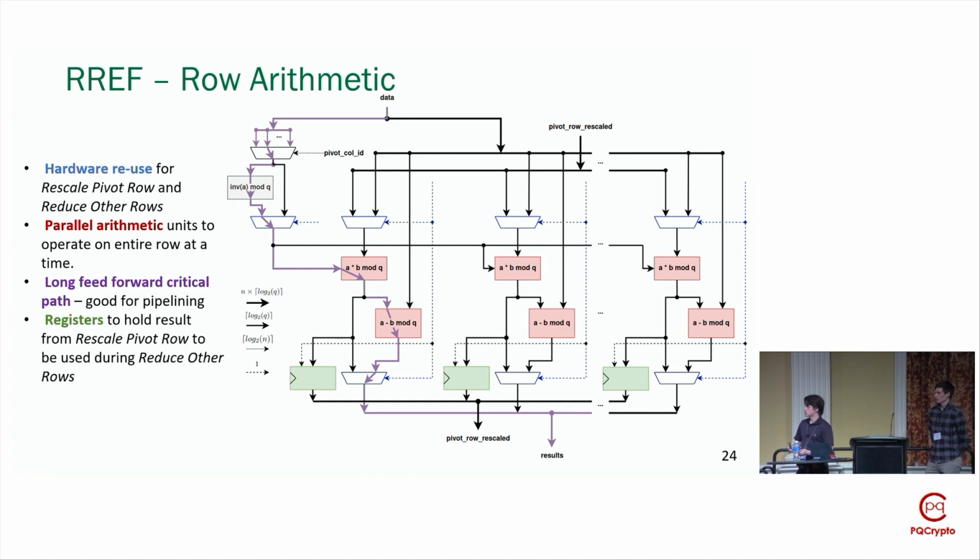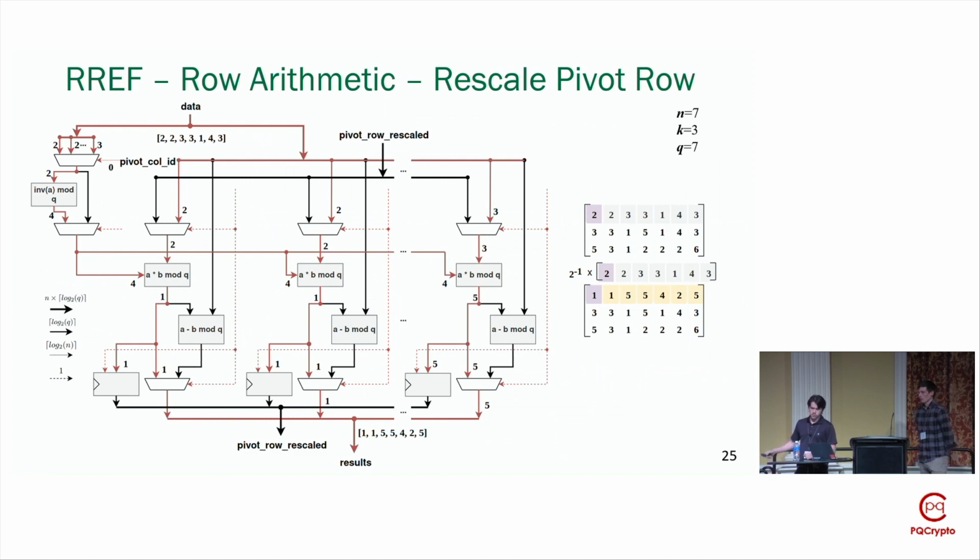So we can very easily pipeline this to take advantage and increase our clock frequency. And then we also have registers here to hold the reduced pivot row so it can be used during the reduce other row step. So quick example of how we can use it to rescale the pivot row.